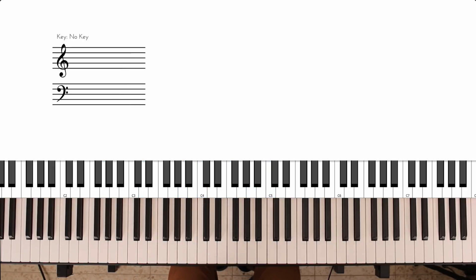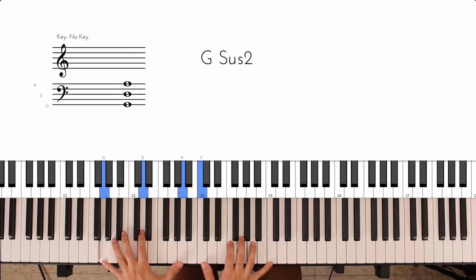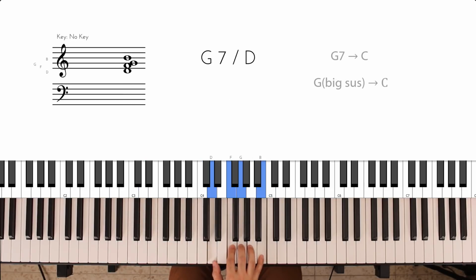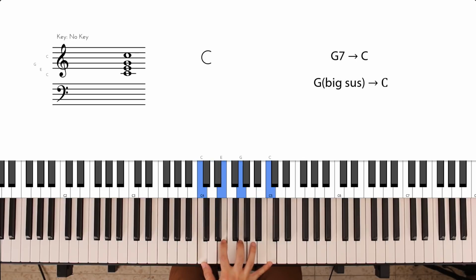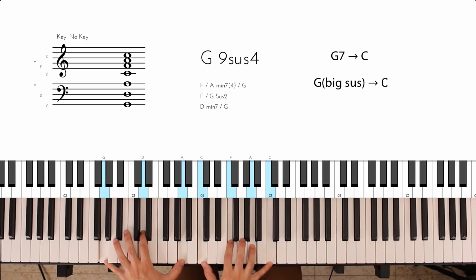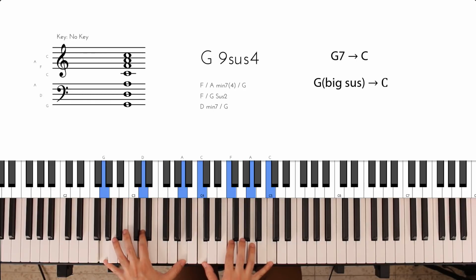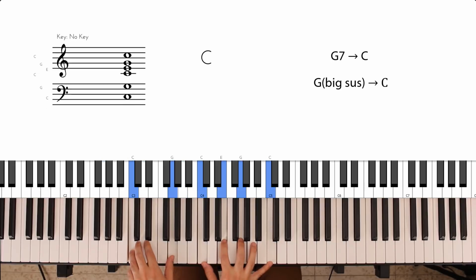Now, let me start by giving you a simple example where you might use it. Well, you might use it anywhere you see a dominant 7th chord. So if you see a G dominant 7th, you can substitute it for this big sus chord. So for example, if you have a G dominant 7th going into a C major, so a very simple kind of harmonic progression, you might play instead this G big sus chord to a C major.